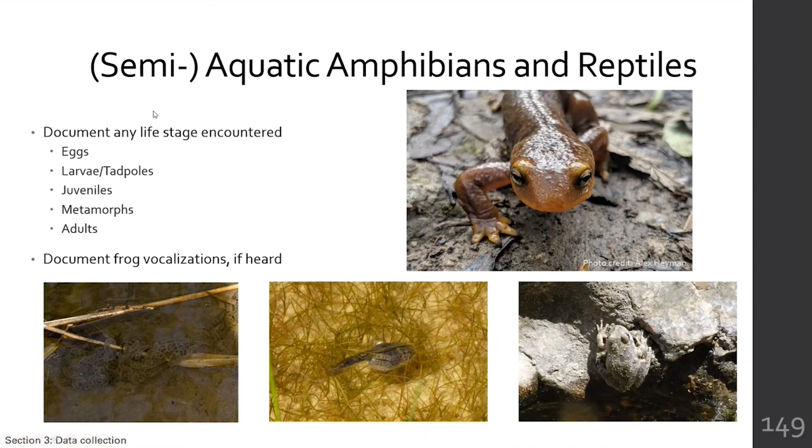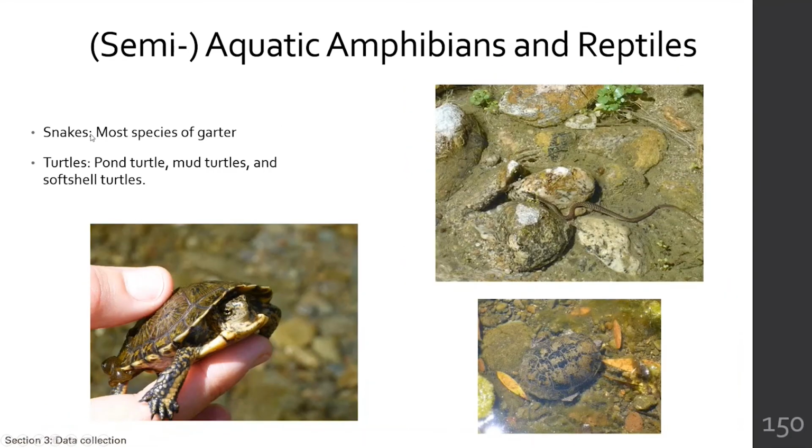For semi-aquatic amphibians and reptiles, you want to look for any different life stages: eggs, larvae, tadpoles, juveniles, adults, etc. If you hear frog calls but don't see frogs, you should note that on the field forms. Most species of garter snake within the Western Mountains are aquatic. Within the Western Mountains, there's a variety of pond turtles, mud turtles, and soft-shell turtles I've listed, but I think they're not really all that common within the region. But if you see them, they're pretty good indicators that there's flow, or I should say it's good supplemental information about flow duration.